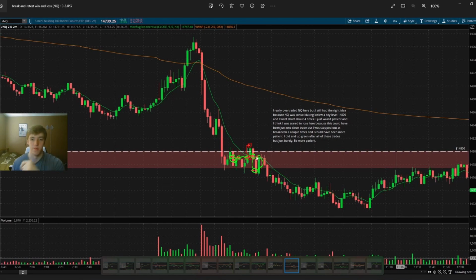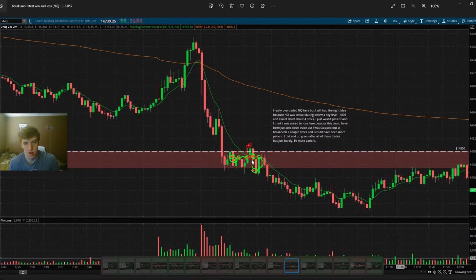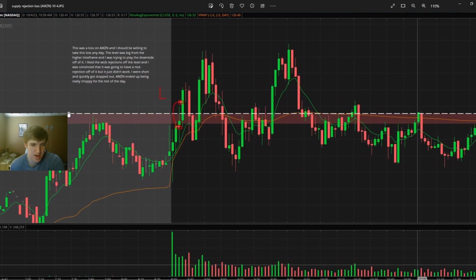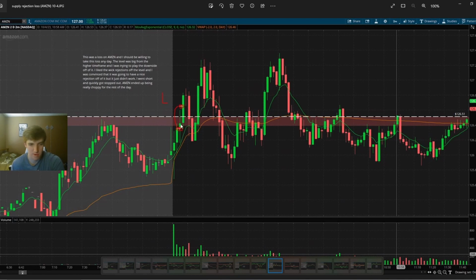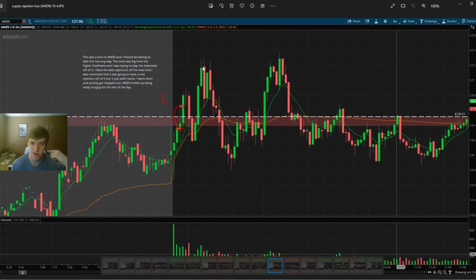This was another example this week of when I just overtraded the NASDAQ. I think after I took all these trades, again, I ended the day at break even. This was a loss on Amazon. It's going for the rejection of pre-market high, as well as this 126.50 level, which was a key level from the higher time frame. It started to reject, I went short, and then got stopped out, and Amazon ended up being very choppy this day.